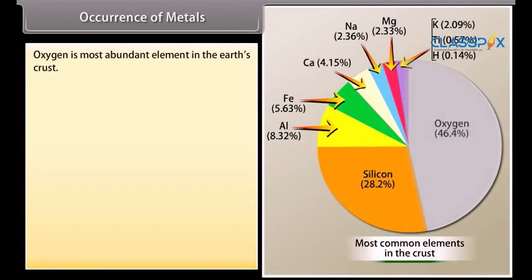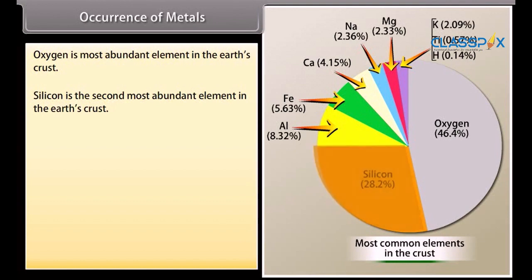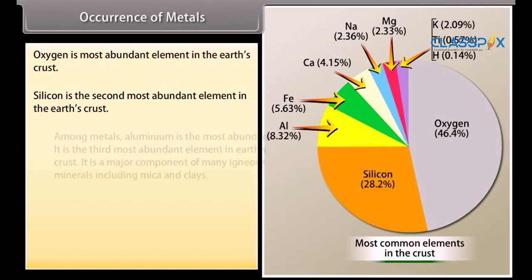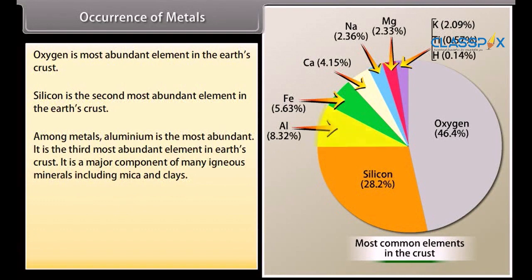Occurrence of metals. Oxygen is the most abundant element in the Earth's crust. Silicon is the second most abundant element in the Earth's crust. Among metals, aluminium is the most abundant. It is the third most abundant element in Earth's crust. It is a major component of many igneous minerals, including mica and clay. Many gemstones are impure forms of Al2O3 and the impurities range from chromium to copper.